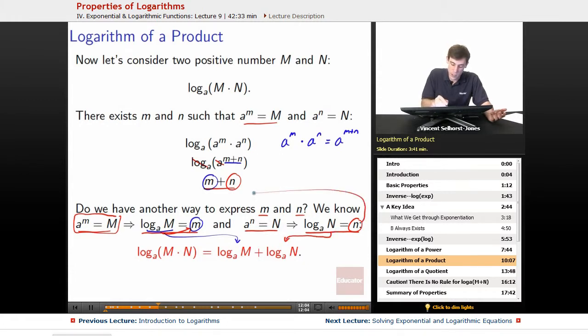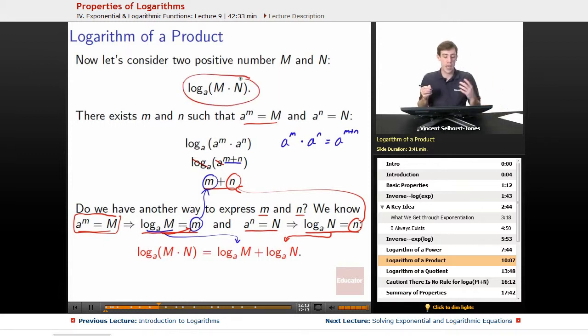So you see this here, see this here. So we can swap that out. So what we started with, log base a of M times N, big M times big N, is going to be the same thing as log base a big M plus log base a big N. So if we've got a product, we can split it into a sum of logarithms, of the logarithms of the numbers that made up each part of that product.